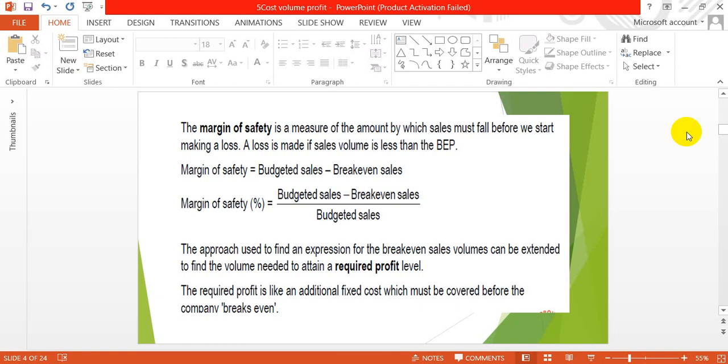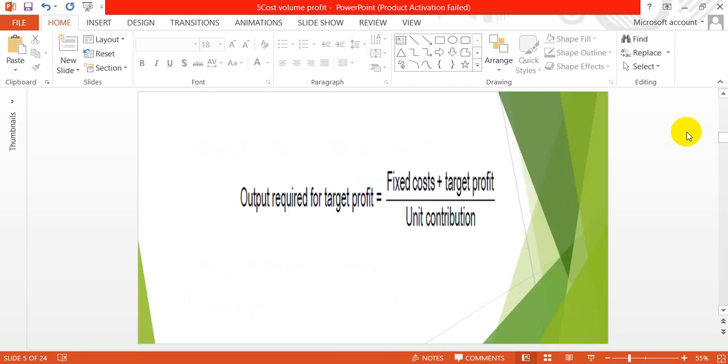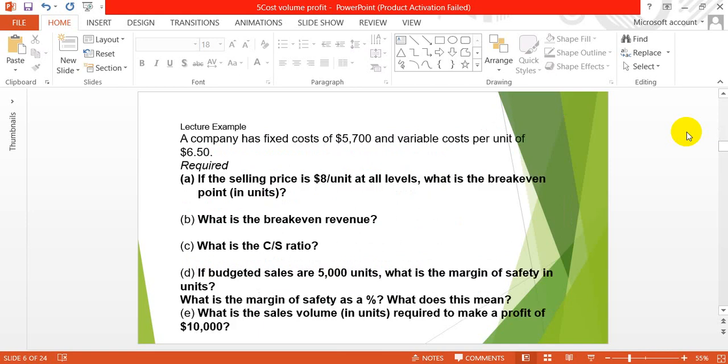So the required profit is like an additional fixed cost which must be covered before the company breaks even. It is given by the formula: output required for target profit equals fixed cost plus target profit, the whole of that divided by the unit contribution.